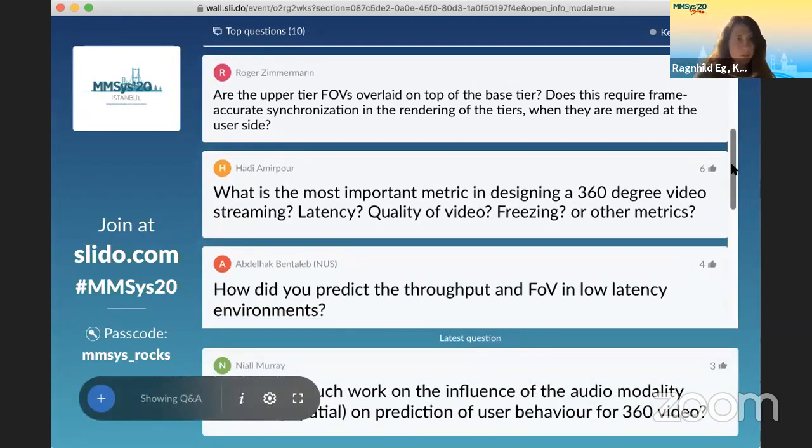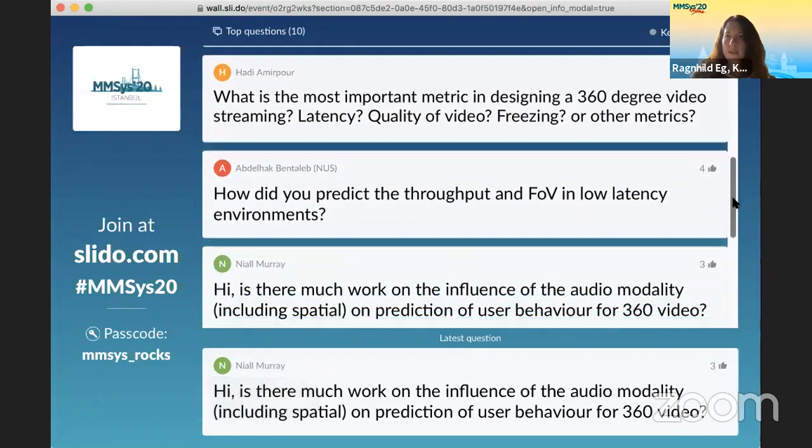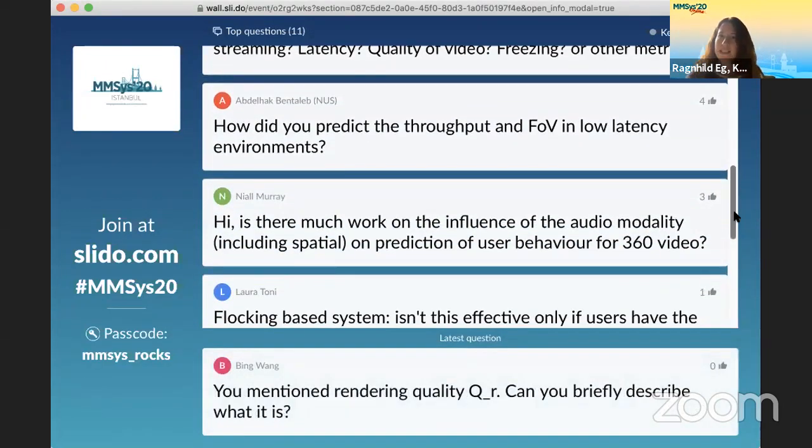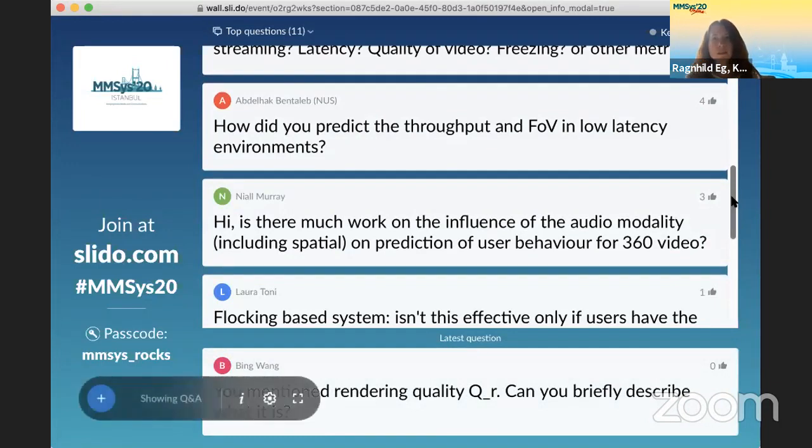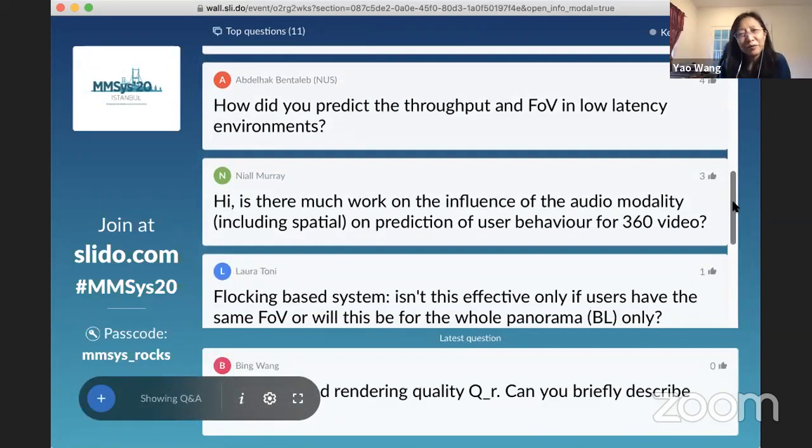Okay, so the next question we covered, and then we have the following one. How did you predict the throughput and the field of view in low latency environments? That's another question I didn't address.